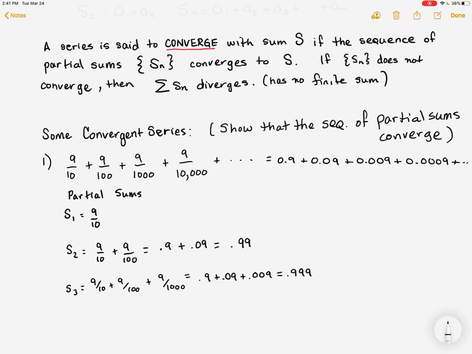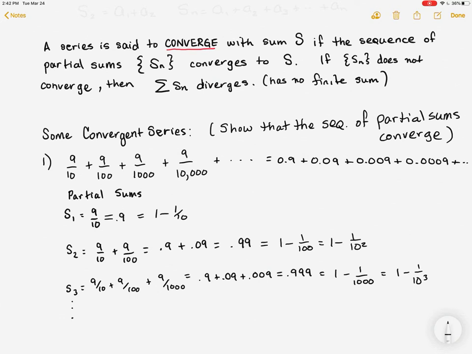I want to see if I can find a pattern here. And the pattern that I'm noticing, or that I hope that you'll help me notice, is that the first is the same as 1 minus 1/10. The second is the same as 1 minus 1 over 100, which is 1 minus 1 over 10 squared. And the third is going to be 1 minus 1 over 1,000, or 1 minus 1 over 10 cubed.